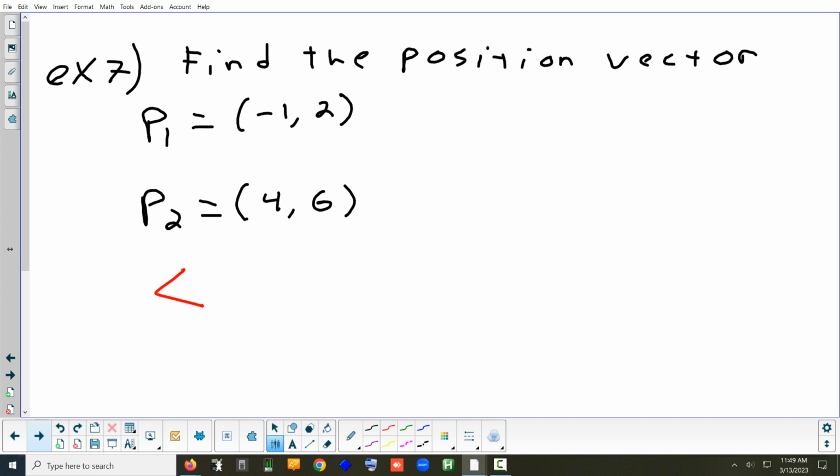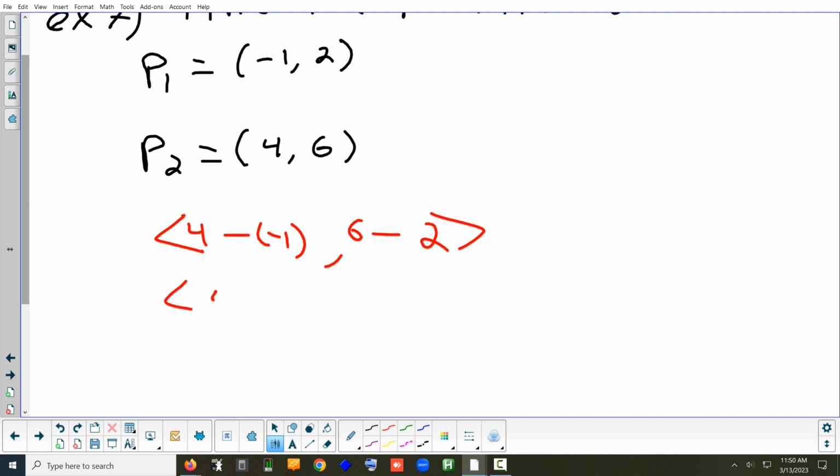What's going to be the calculation to find my horizontal component? Would it be 4 minus -1? So 4 minus -1. And what about my vertical? 6 minus 2. So what would be the notation for the vector represented by that initial and terminal point? 5, 4.